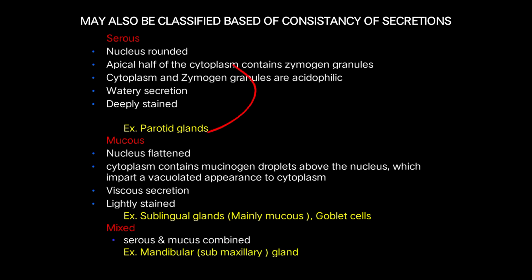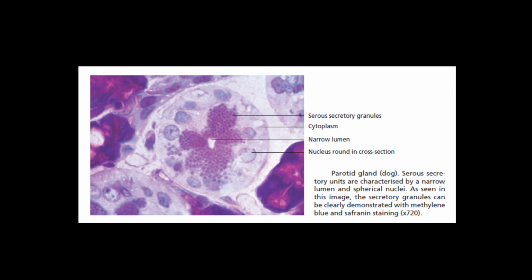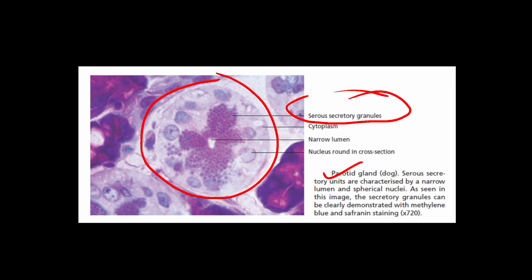So parotid is a serous type gland, similar to the exocrine part of the pancreas, which is also serous type. As we can see, this is the parotid gland and serous secretory granules from the gland into the lumen of the alveoli. This is the cytoplasm, this is the narrow lumen, this is the nucleus, round in cross section. So in the parotid gland of the dog, serous secretory units are characterized by a narrow lumen and spherical nuclei, as seen in this image, and the secretory granules can be clearly demonstrated with methylene blue and safranin staining. So these are the secretory granules, that is serous type.